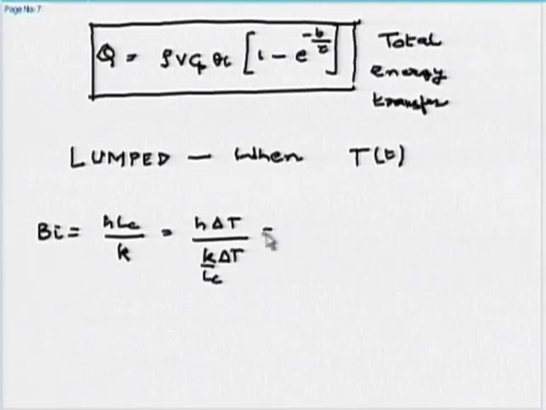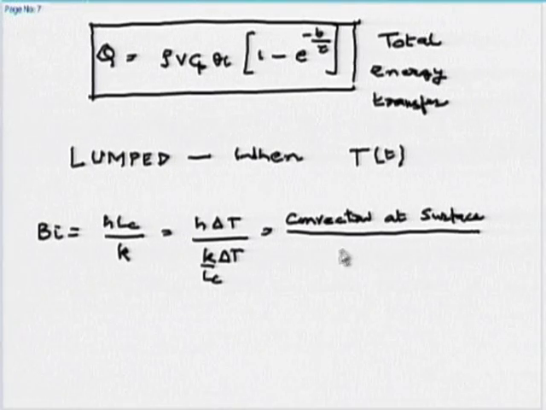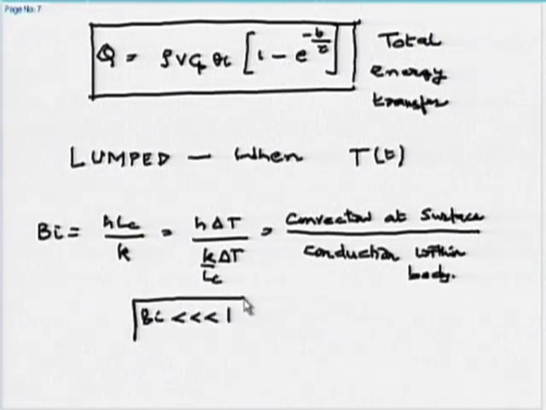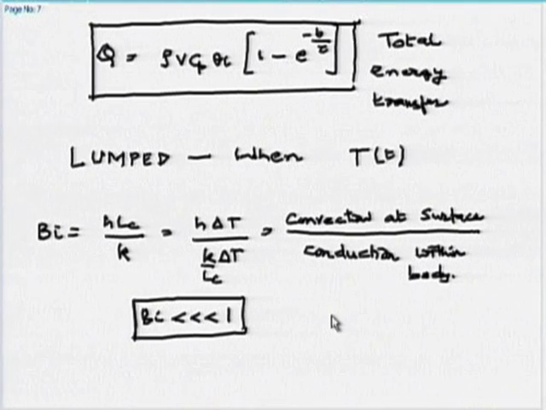This is convective heat transfer, convection at the surface of the body upon conduction within the body. What are we saying? Biot number should be as small as possible. That means what? Compared to convection, conduction should be very small.